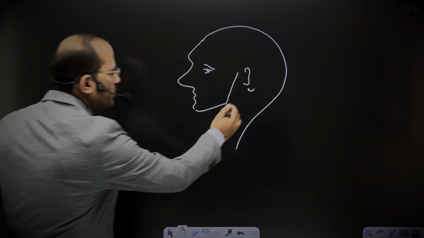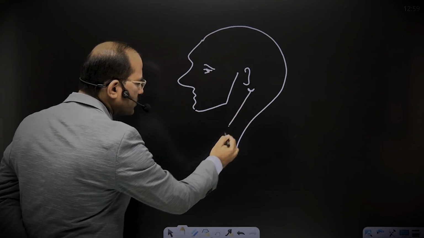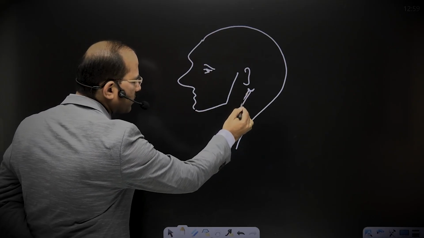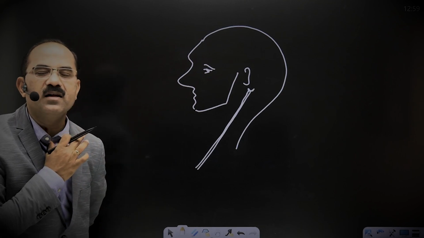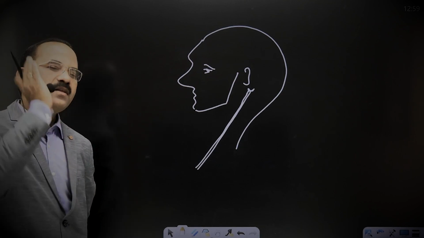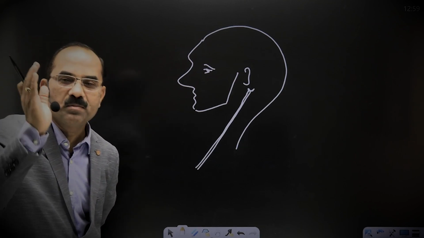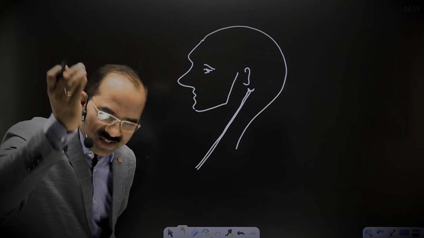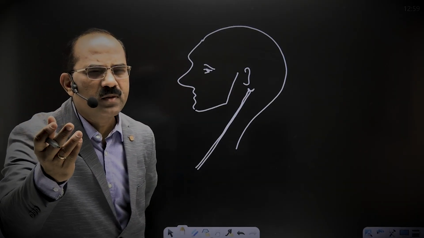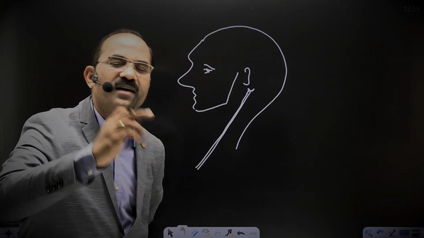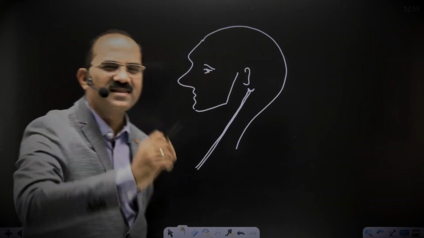Fine. Now you tell me, what is this muscle which begins from the mastoid process and comes down like this? A muscle which has got two heads, a sternal head and a clavicular head, and this muscle goes and gets inserted into the mastoid process. Yes, the sternocleidomastoid. Very good. Any guesses about the nerve supply of sternocleidomastoid? The spinal accessory nerve, spinal accessory, right?